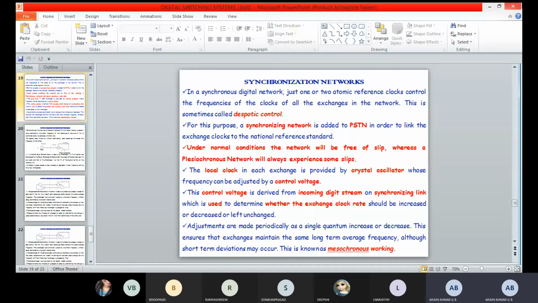This is known as mesochronous operation. Then we have different types of synchronizing links in a digital network. A synchronizing link may be bilateral or unilateral.